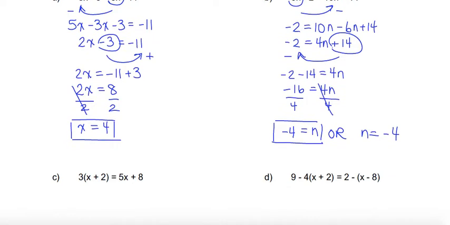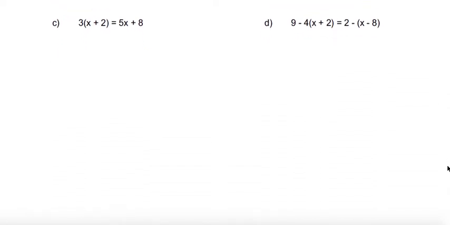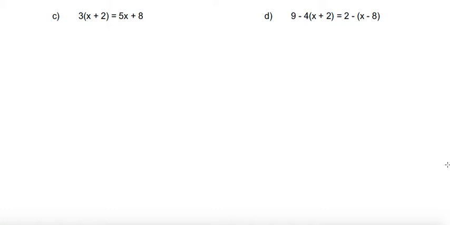So the last two examples involve some brackets. Obviously, example C is just a smidge easier than example D, but we're going to apply similar properties. So we're going to get rid of the brackets by using the distributive property. So I'm going to have 3 times x is 3x. 3 times 2 is positive 6. And that's equal to 5x plus 8. As you're doing your questions, I really want you to pay attention to how you format your solutions. And I really want you to aim to try to solve your solutions in a manner that I'm showing you here.